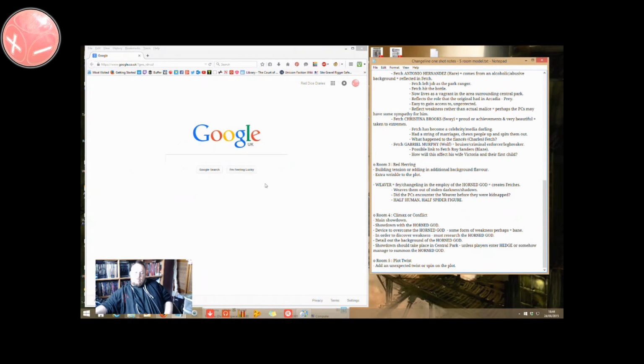Okay, since we've talked about how the Horned God is going to be defeated by some form of weakness or bane, in effect some sort of MacGuffin that the player characters have to find in order to overcome him, we need to know a little bit more about his background. Now, as I've said, I'm going to fill that in in more detail later on, but first I'm going to do a little bit of research using Google.